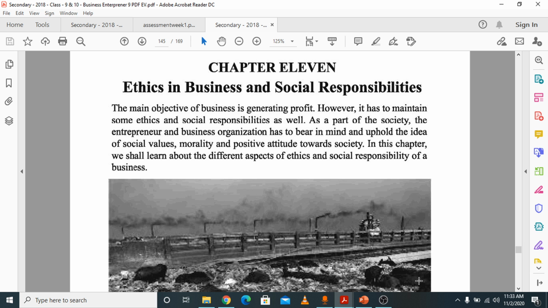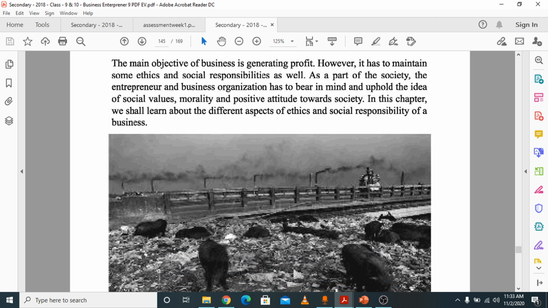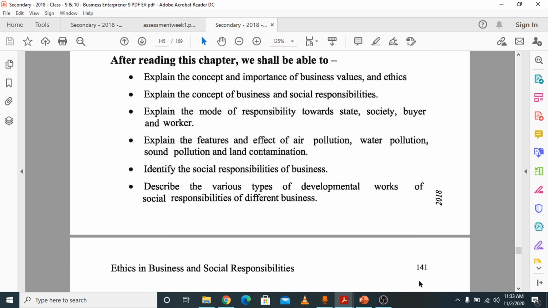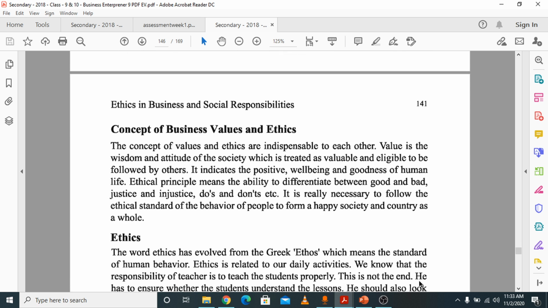You have to revise it so that you can answer the questions easily. Concept of business values and ethics.